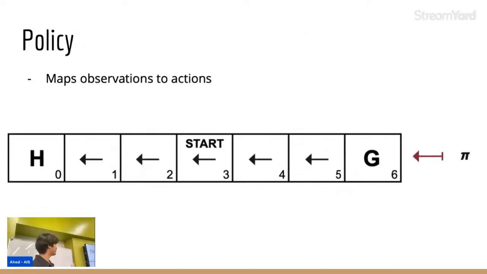So this is what a policy is. And, oh yeah, if you notice all the way to the right, it shows pi. In reinforcement learning literature, whenever you see pi, it just means policy. And in an equation it's the same thing. If you see pi, it's a policy.